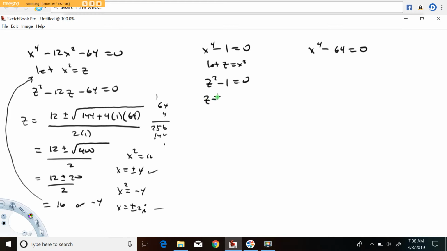This factors into z minus 1 and z plus 1. So one solution is z equals 1, and the other solution is z equals minus 1. But remember, z is not what we're after. What we're after is x. So this one reads x squared equals 1, and this one reads x squared equals minus 1. And this has solutions of plus or minus 1.